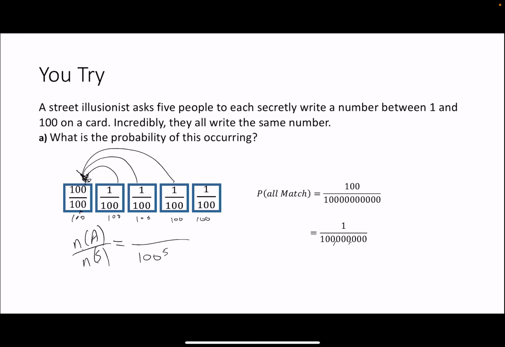But NA, how many ways is there to match a number? Well, I can match 1. I can match 2. I can match 3. I can match basically 100 numbers. So there's 100 ways. So that's why it becomes 100 over 100 to the 5. So this 1, 2, 3, 4, and 5. That's why we cross out that, and we got 1 over 100 million.